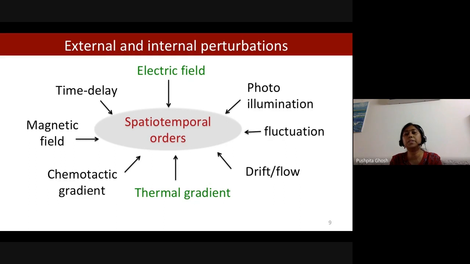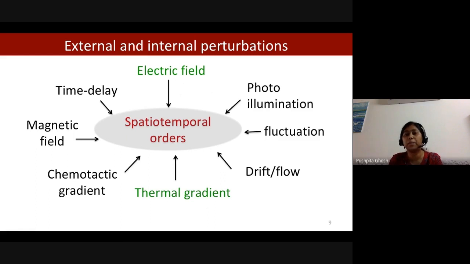Researchers use different external or internal perturbations in the form of time delays, electric field, photo illumination, fluctuations, different kinds of directional flows, and temperature gradients. In some species, chemotactic gradients are also created, and these all can contribute to spatiotemporal orders in various aspects. So today I will mostly talk about two such external perturbations, electric field and temperature gradient, which can be effectively utilized to develop a diverse variety of spatiotemporal orders.